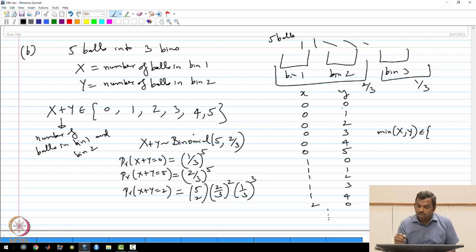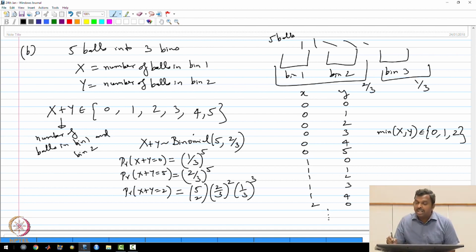X and y could be 0, 0, or 0, 1, etc. So 0 is possible as a minimum value. 1 is also possible as a minimum value. There are several cases in which 1 will be the minimum. 2 is possible as the minimum value, right? So between just x and y, you could have 2 here and then 3 in the next one. Once you go beyond 2, it's not really possible. You cannot have 3 as the minimum between x and y, because if one of them had 3, the other one is going to have 2 or lesser, and that will become the minimum. So minimum will take just 3 possibilities.